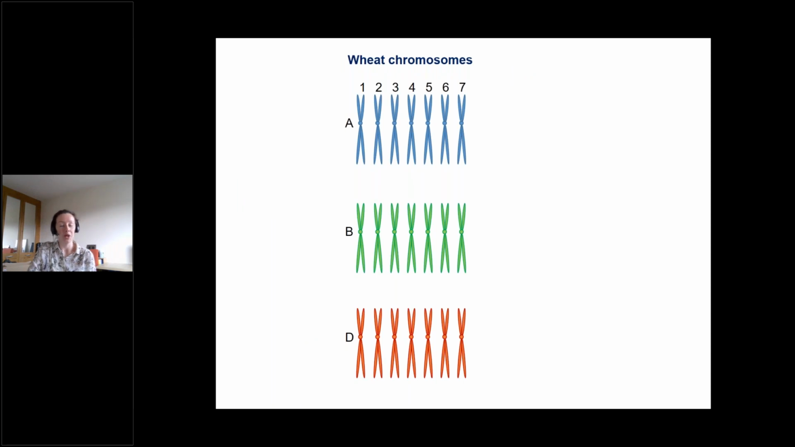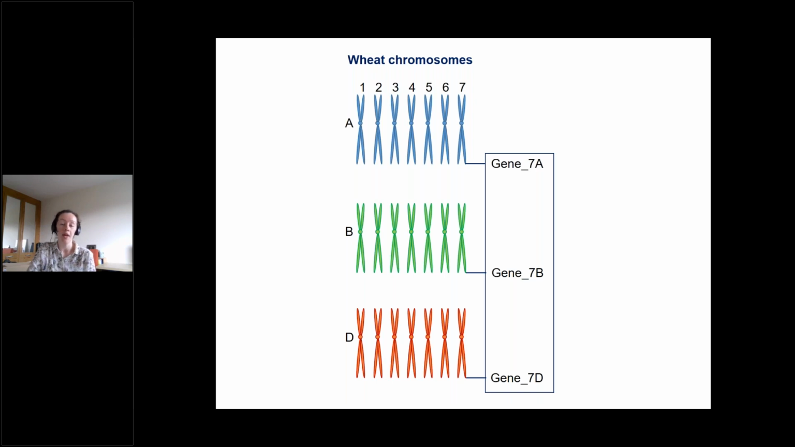In wheat, we have 3 copies of each chromosome. They're known as the A, B, and D genome copy. If we have a gene that's on chromosome 7A, for example, then we'll also have a copy on 7B and a copy on 7D. These 3 copies are likely to be very similar. They're known as homologs. This word will come up a lot during my talk.